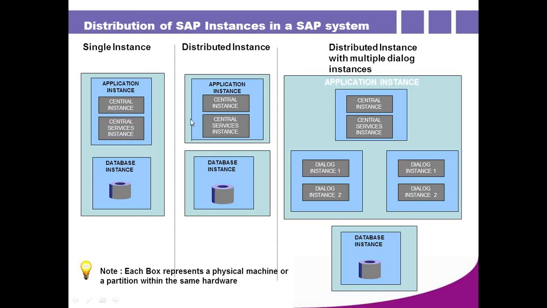Any confusion about these 2 pictures before going to the third one? Each box is a machine, right? Each light blue box is a machine. Here two boxes are separated. In a single machine we have SAP and database. This is the single or central system configuration. And in distributed, your database is separated and your application layer, that is your SAP, is separated. Two boxes here.